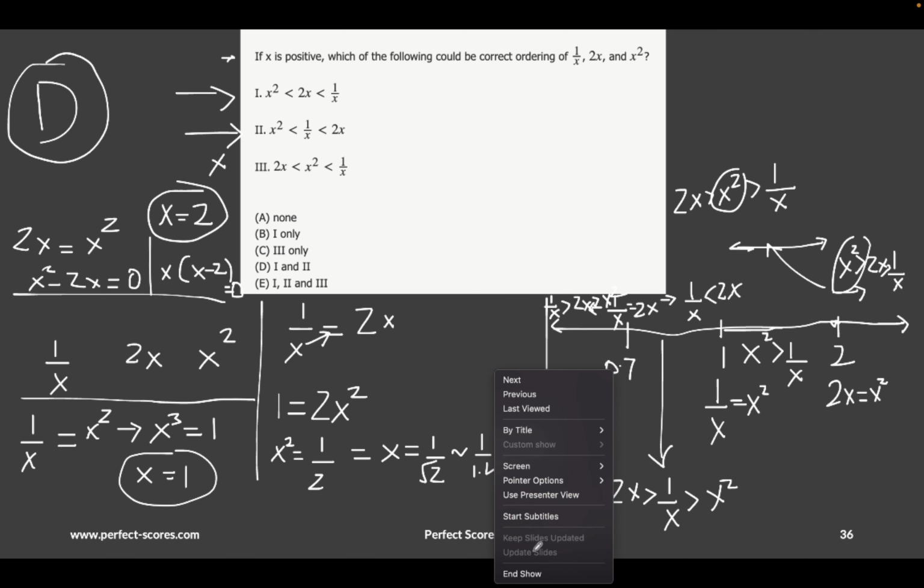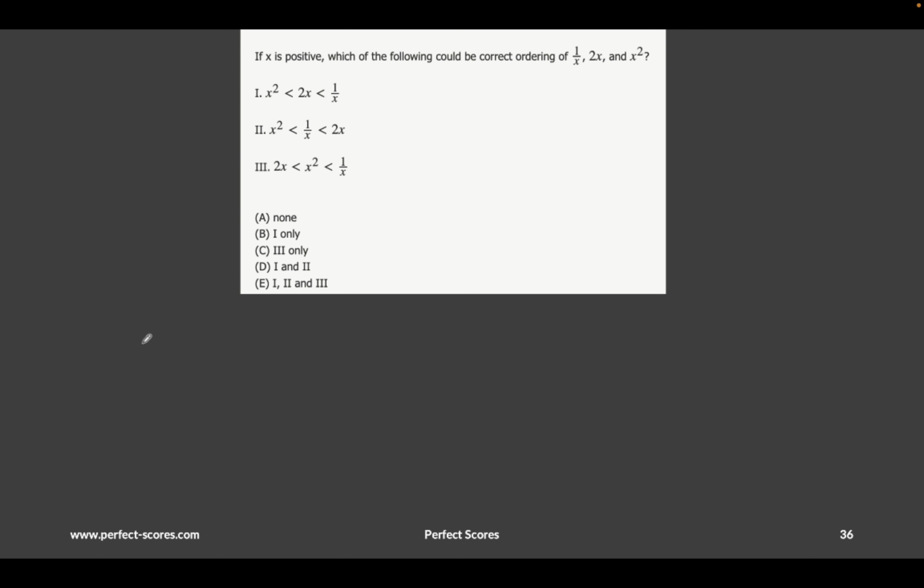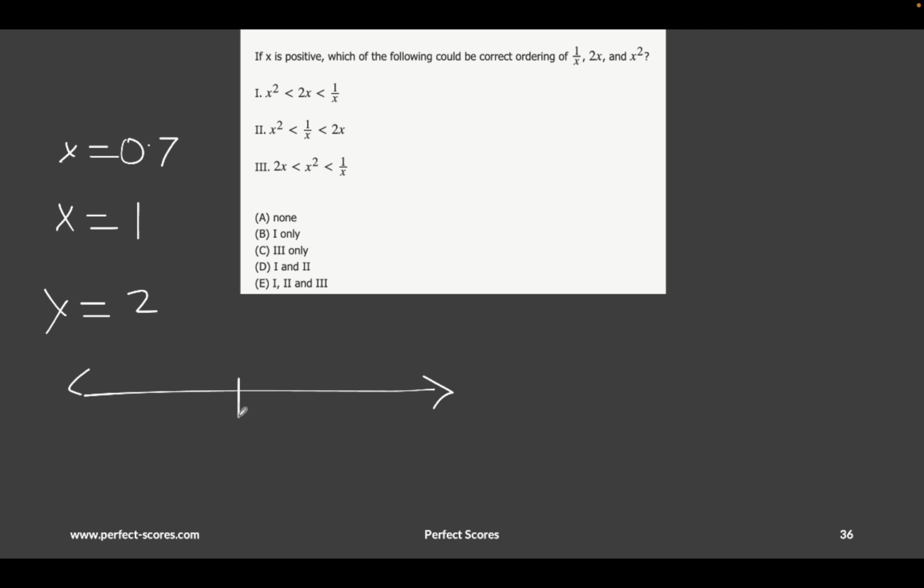So for instance, I'm just going to clear the screen. You can also start dealing with numbers, but when you do, you'll have to find the critical points, because this question doesn't use common scenarios. It's using a scenario by itself. So once you find out that x at 0.7 is a critical point, x at 1 is a critical point, and x at 2 is a critical point, then once you draw this number line out, you would find 1 here, you would find 2 here, and you would find 0.7 here.